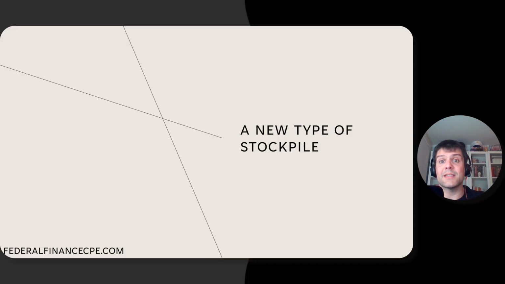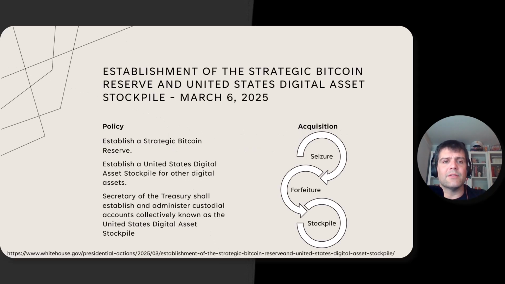So first things first is the executive action. This is a new type of stockpile. The president announced on March 6th the creation of a strategic Bitcoin reserve and United States digital asset stockpile. What this presidential action does is it creates a Bitcoin reserve, and then it has a digital asset stockpile for other cryptocurrency digital assets that are not Bitcoin. And it really tells the Secretary of the Treasury what they should do. They're going to administer this custodial fund for these types of assets.